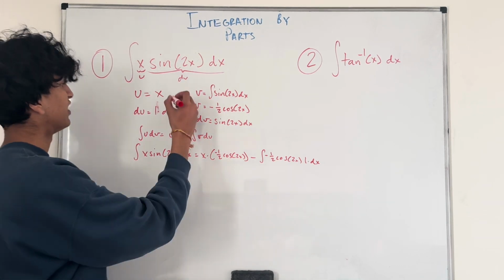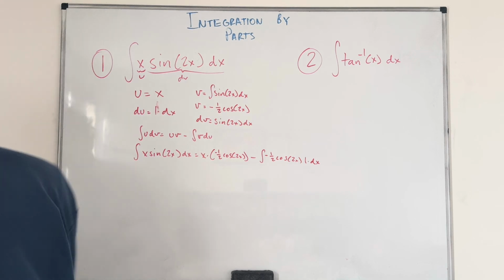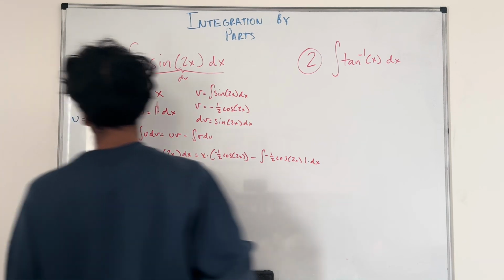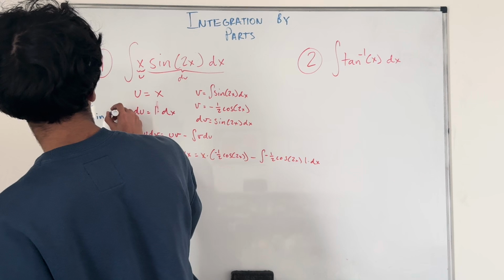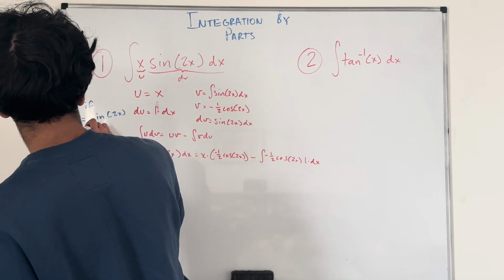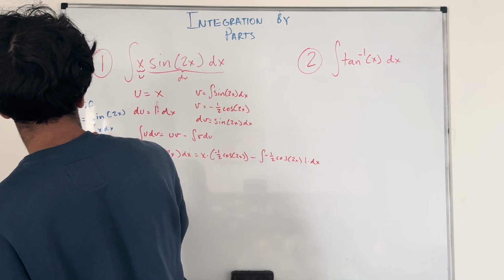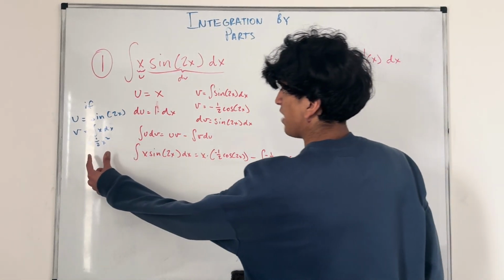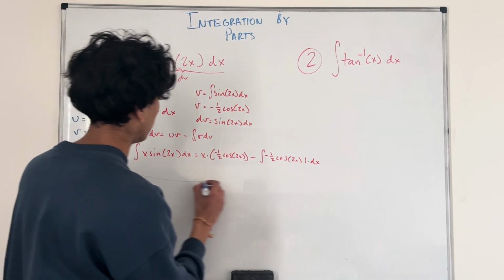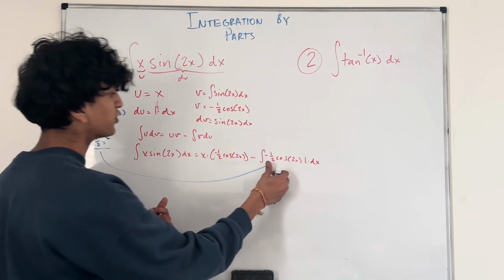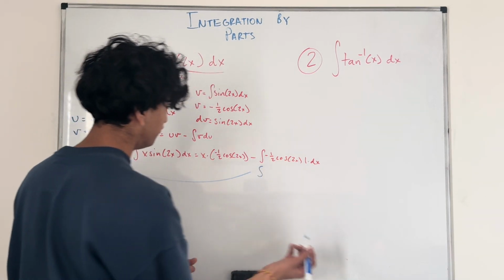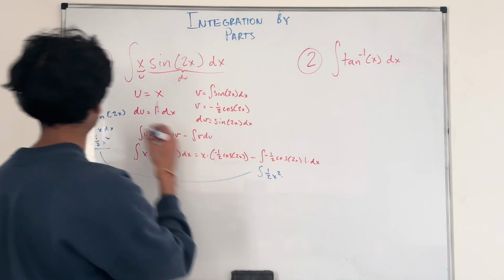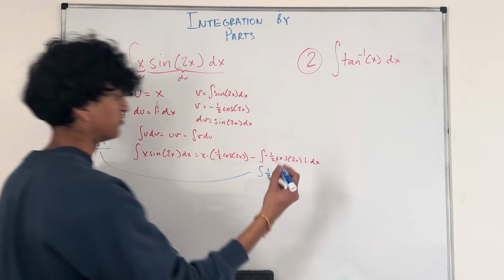If my u was, let's say, here, I'll do this maybe in a different color. If I set my u to sine 2x, then my v would be the integral of 1x dx, which is just 1/2 x squared. If that was my v, then what I would get for this portion instead would be the integral of v du, which would be 1/2 x squared times du, which would be 2 cosine 2x.